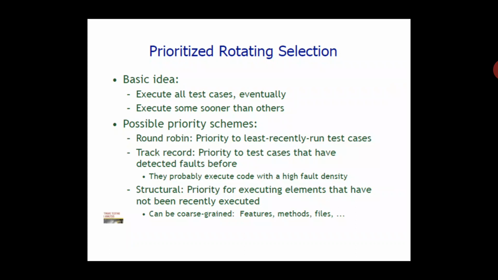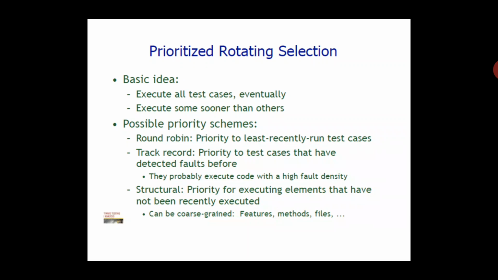First one is round robin. Here in the round robin, priority goes to the least recently run test cases. Those test cases which were run least recently need to execute first. For example, if you frequently execute some portion of test cases, you can postpone that one. Those test cases which are not run as frequently, you can take that portion and execute it in a round robin fashion.